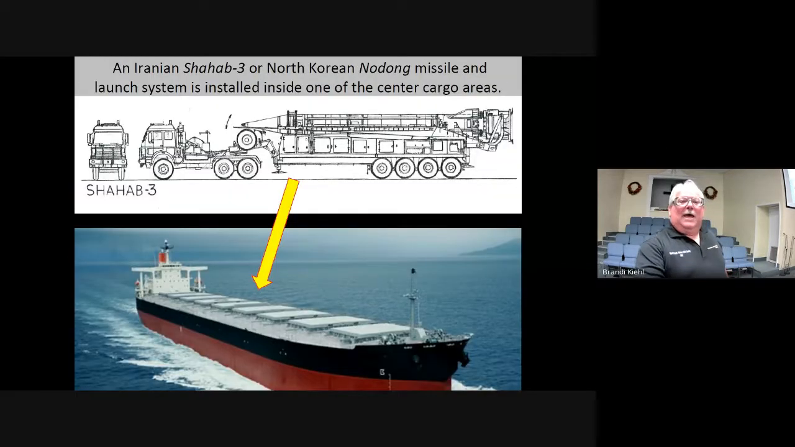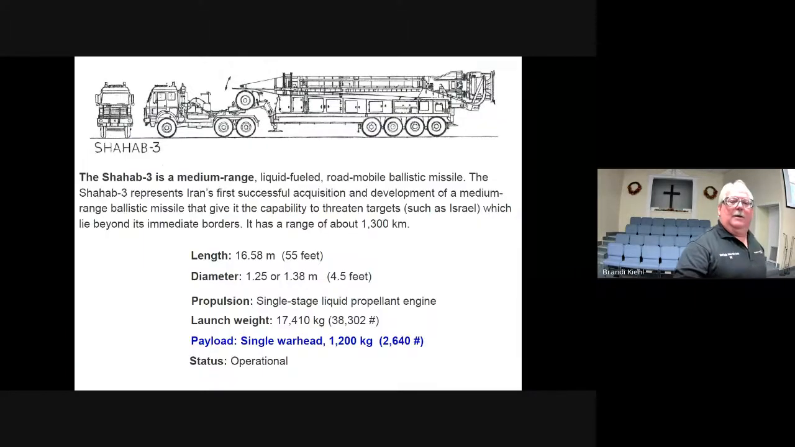No. Anyhow, there are Iranian and North Korean missile systems that are small enough and capable enough to be welded into the bottom of the hold of one of these ships, and close the lid. The Shahab 3 in particular has a capability of 2,600 pounds and 1,300 kilometers, so basically 1,000 miles. If you can toss a 2,600-pound nuke package 1,000 miles, you can cause some problems.